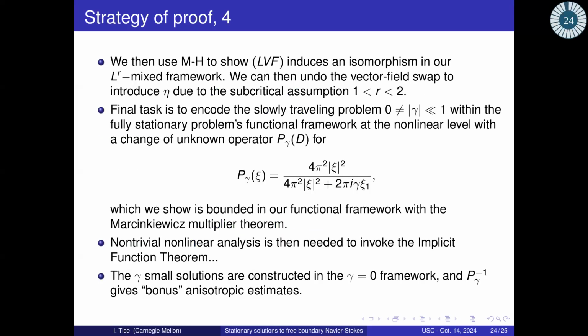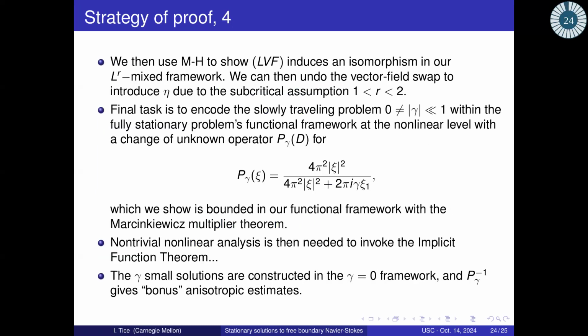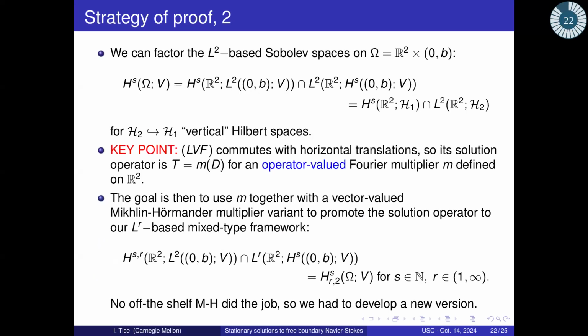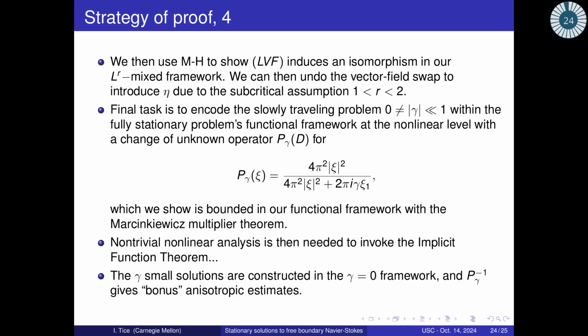Okay, so the final two steps, and I will be quiet, are these. Once we have established this, we can actually invoke the Mikhlin-Hörmander theorem to show that this linearized problem that I wrote here actually induces an isomorphism. And once I have that, I can undo the vector field swap by imposing the curl-free condition.